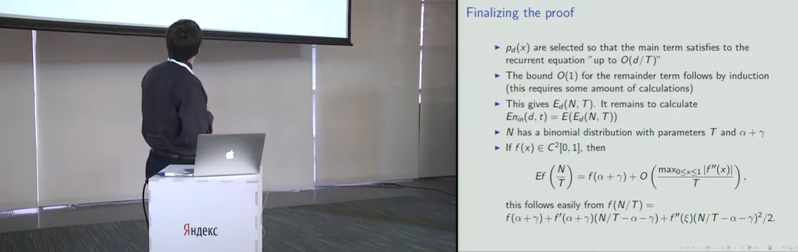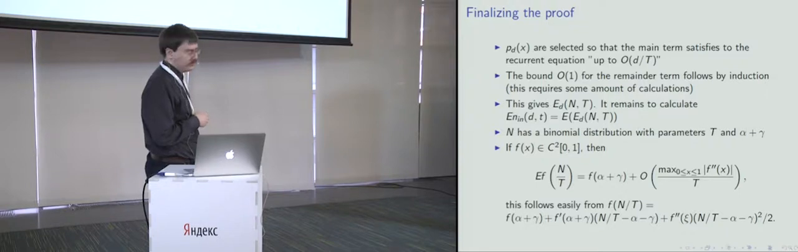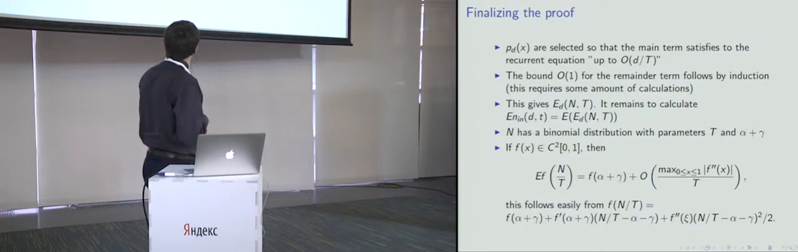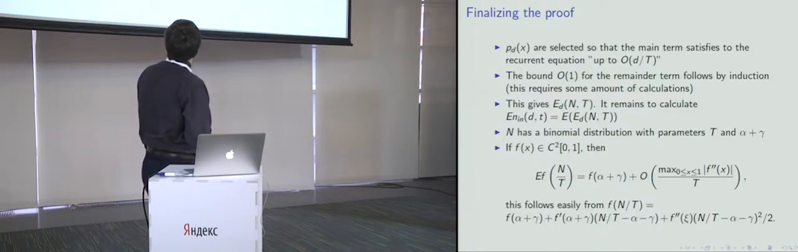It is easy to see that in fact the main term is just a value at the mean number of vertices. That is quite expected. And the remainder term is bounded by such a quantity. So it still is bounded by O(1). That proves the theorem for the expectation.